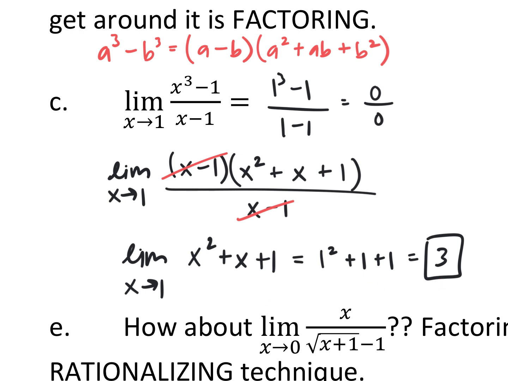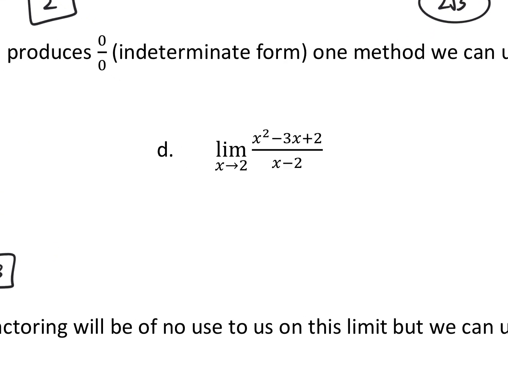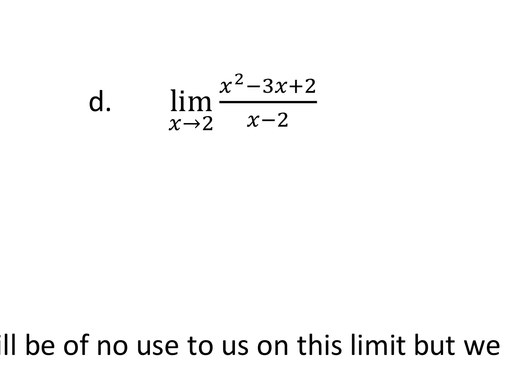All right, let's look at letter D. Letter D is a little bit easier in terms of factoring. So go ahead real quick right now, factor the numerator, see what is going to simplify to 1, and then evaluate your limit as it approaches 2. If you need help, let me know.